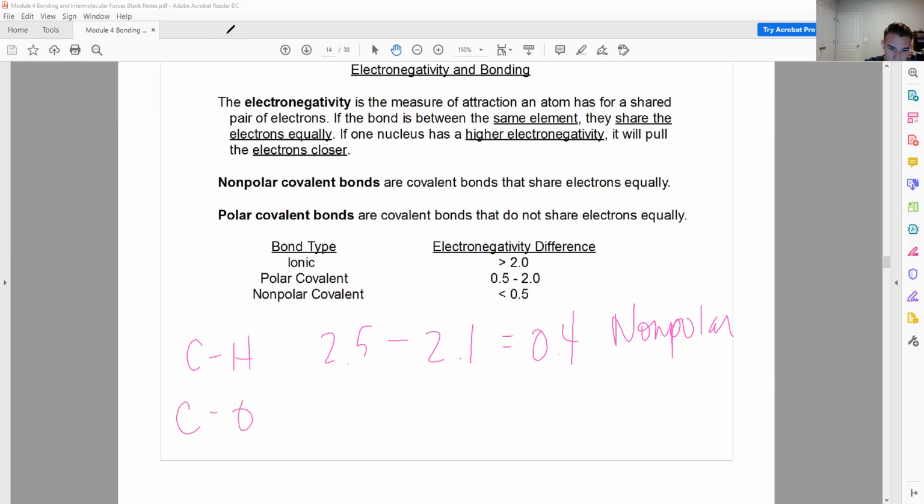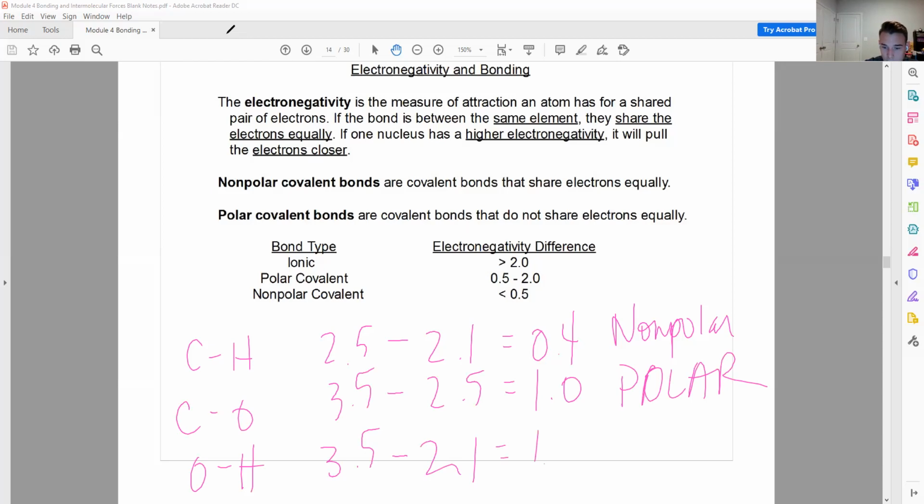For carbon and oxygen, oxygen was 3.5 minus the 2.5 from carbon, and that's 1.0. That's going to be a polar bond. So the carbon-oxygen bond is polar. And then for the OH bond, that's 3.5 minus 2.1, which gives me 1.4, and that is going to be polar as well. So that's how we do this for our bonds. But these three are ones you're going to see a lot. So it's going to be really helpful if you just know CH is nonpolar, CO is polar, OH is polar.